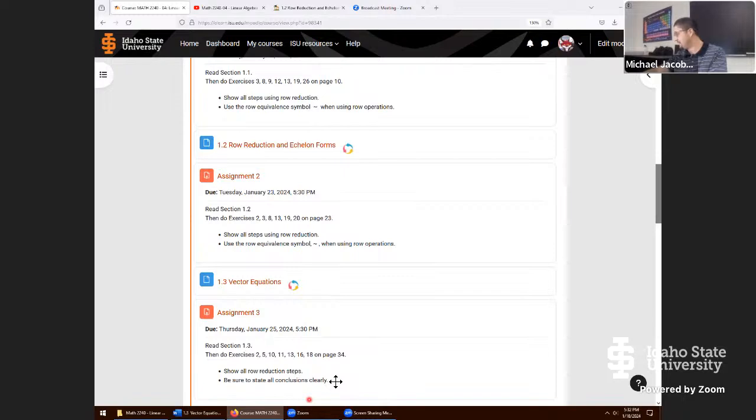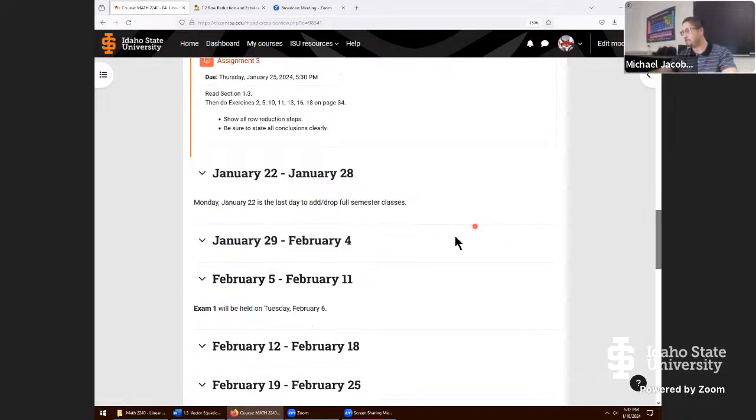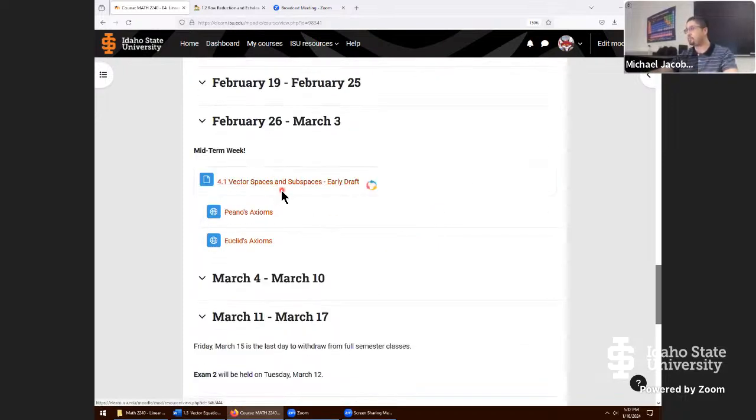Here we are. So for today's class, we're doing some pretty interesting topics. We're looking at vector equations. It's kind of an innocuous looking concept. But what section 1.3 is really trying to introduce, if we scroll further down into the Zoom, is section 4.1 on vector spaces. This is an early draft.